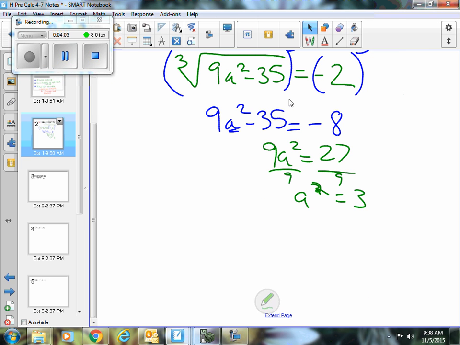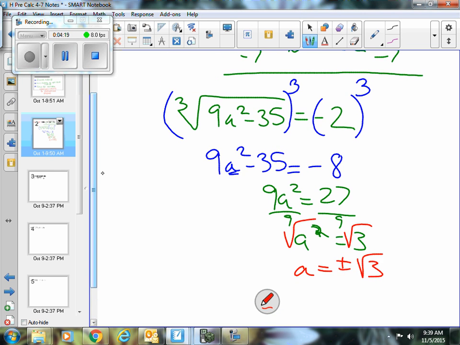And then to undo squaring, I'm going to square root. Now when I get down to here, that would be plus or minus square root of 3. So plus or minus square root of 3 are my two possible answers. I want to double check and make sure that they work. You could have done the quadratic formula. I have other options here, but if there's just a single variable, just solve for it.